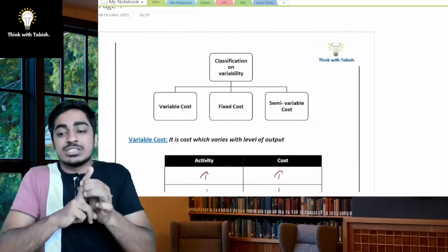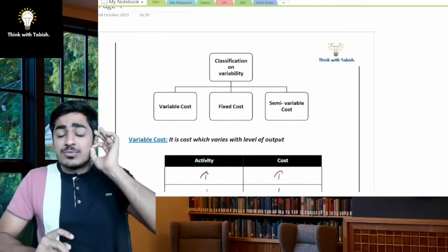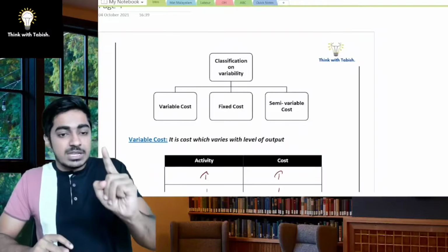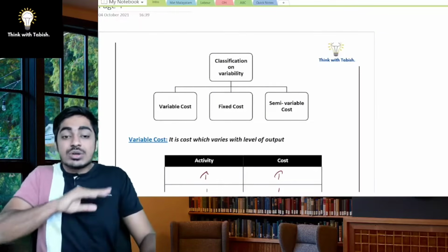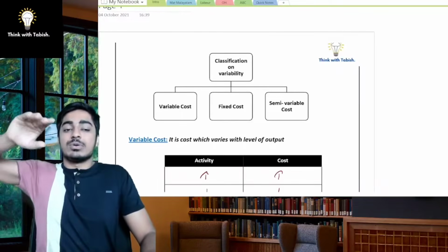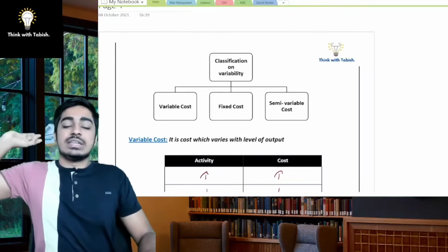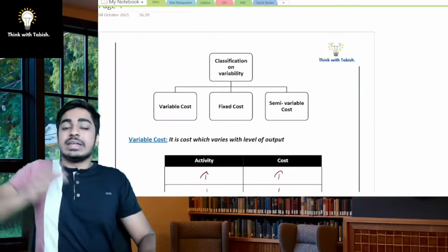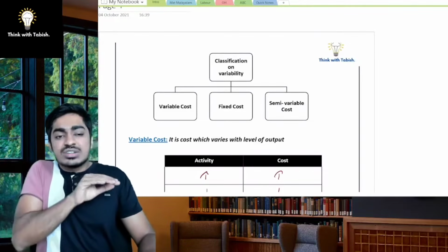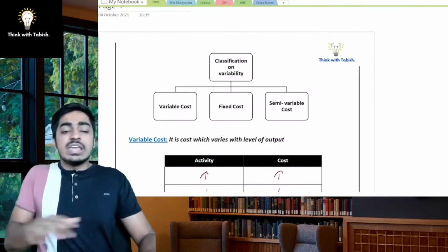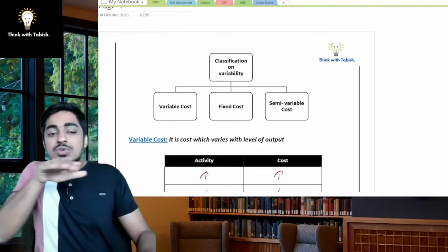Next, we've learned classification of cost based on functions. Based on variability, cost can be classified as variable cost, fixed cost, semi-variable cost. What is variable cost? It is the cost which varies with the level of output. Output increases, cost increases. Say for example, the cost of direct material. The more we are producing, the more is the cost. Fixed cost is the cost which does not vary with the level of output. Irrespective of how much we are producing, the cost will be the same.